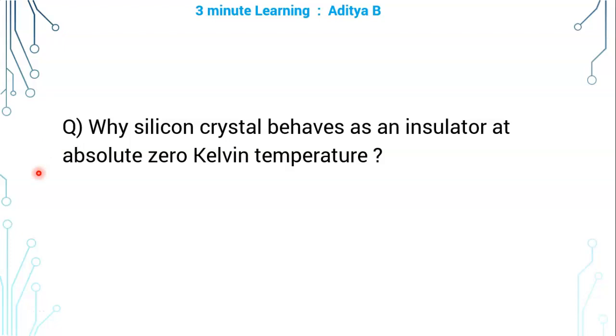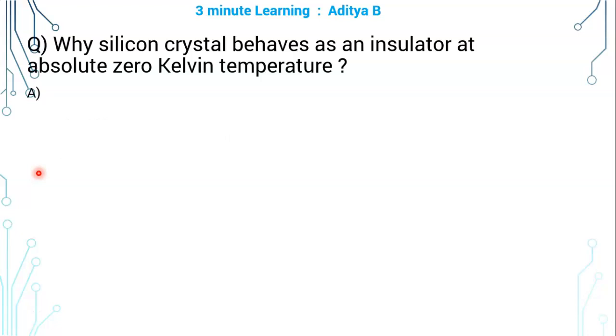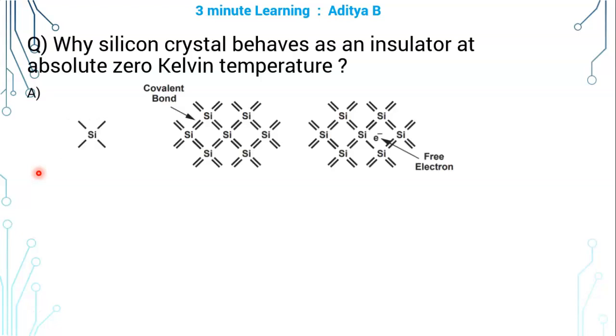Why does a silicon crystal behave as an insulator at absolute 0 Kelvin temperature? If you look at the structure of a silicon atom, it has 4 valence electrons, that is, 4 electrons in the outermost orbit or valence shell. It forms 4 covalent bonds. Each silicon atom forms 4 covalent bonds with 4 other silicon atoms.